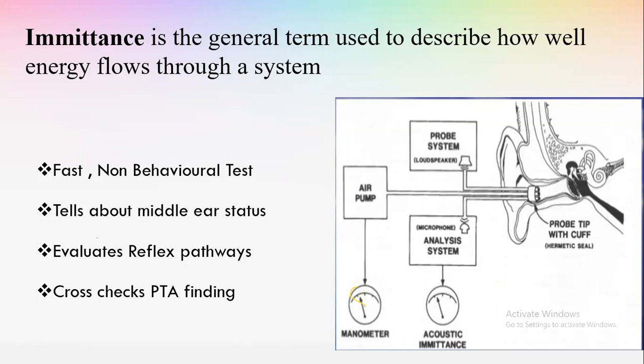It tells about the different middle ear status, and it also evaluates the reflex pathways, and it can give all the information from the cochlear nucleus, then the auditory nerve, then the superior olivary complex, and then the efferent pathways, the facial nerve, and back to the stapedius muscles. It gives all the information, and it supports the PTA findings, and this helps especially in pseudohypoacusis. For those who are malingering, if we use the reflex, then we get an idea about whether that person is malingering or not. So this helps in cross-checking the PTA findings.